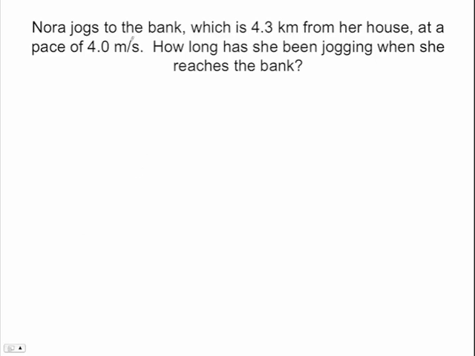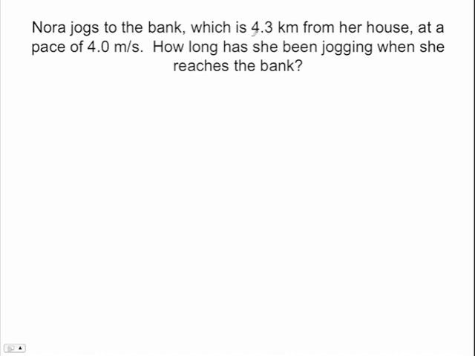Okay, now this one's a little more difficult, but I know we can do it. So in this one we have Nora, and she is jogging to the bank, which is 4.3 kilometers from her house. And she's jogging at a pace of 4.0 meters per second. How long has she been jogging when she reaches the bank?